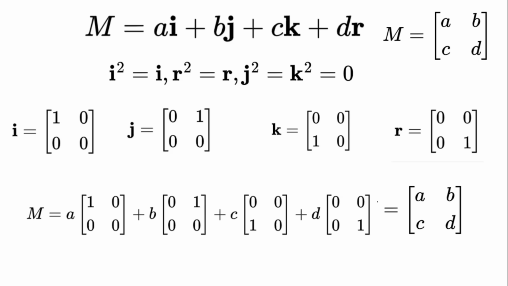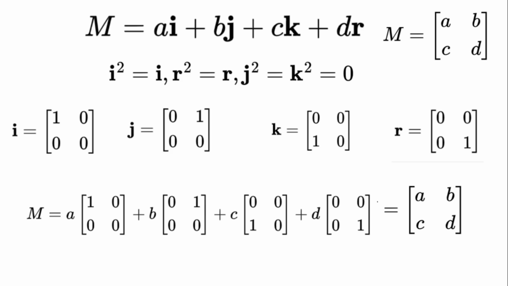When we write m as a combination of these basis elements, it expands into the full 2x2 matrix form. For example, a times I plus b times J plus c times K plus d times R becomes a matrix with a in the top left, b in the top right, c in the bottom left, and d in the bottom right. Now let's explore the algebraic rules that make Quadrix numbers special.